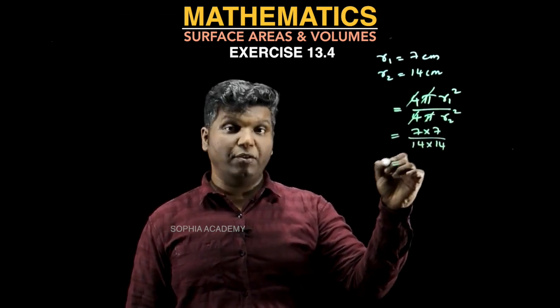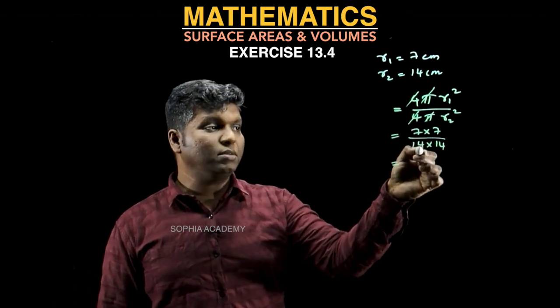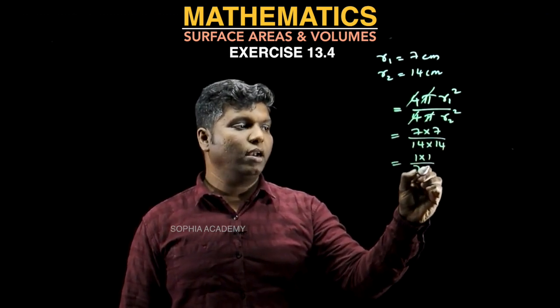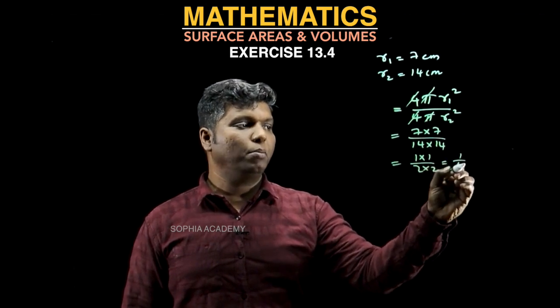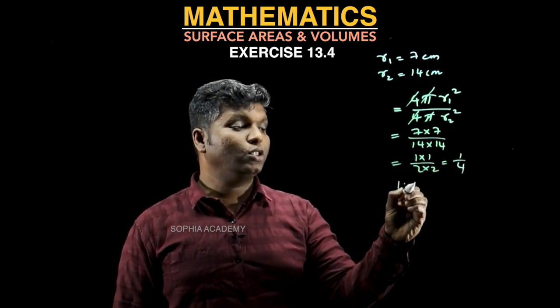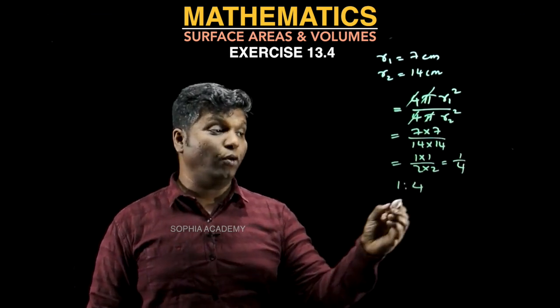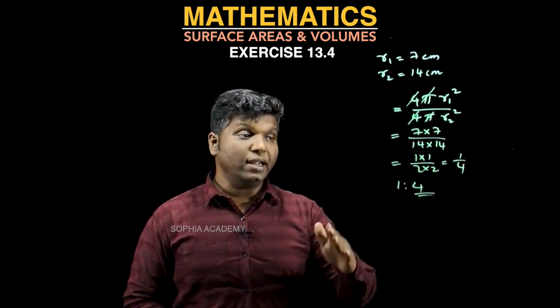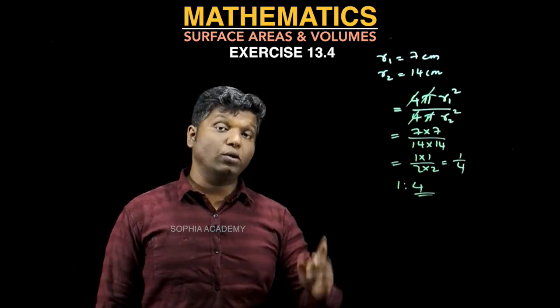So here 7 and 14 will get cancelled. Here 1 times, here 2 times. Similarly here also 1 time, 2 times. So here you will get 1 into 1 divided by 2 into 2. That is 1 by 4. And when you are making this into a ratio, you will write the ratio is 1:4. That's very important. This is read as "1 is to 4". That is the proportion, or the ratio.